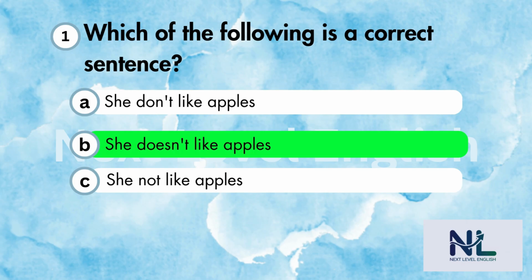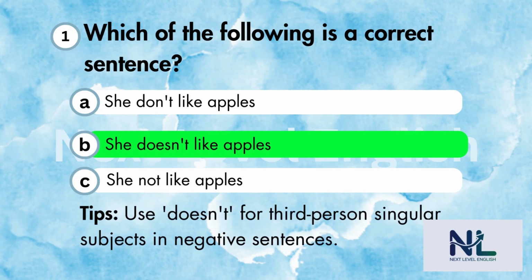She doesn't like apples. Tips: use does in third-person singular subjects in negative sentences.